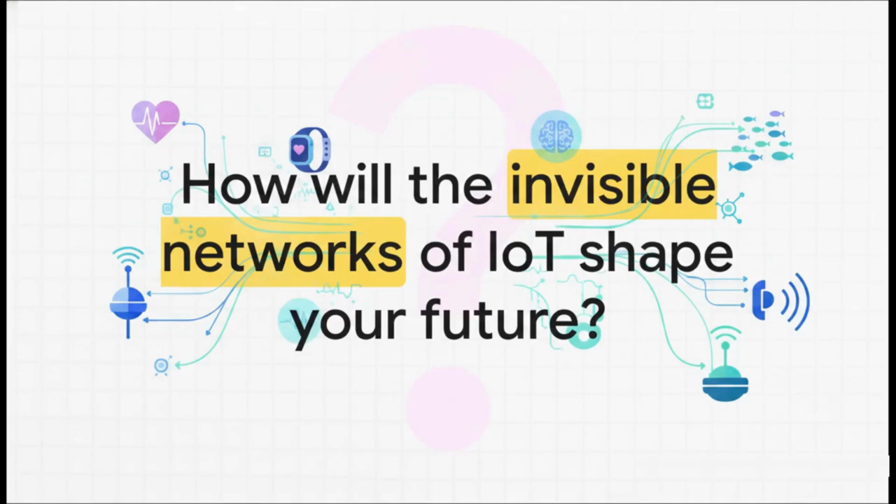So as we wrap up this explainer, I'll leave you with this. With billions of devices communicating right this second, how will the invisible networks of IoT shape your own future? It's not a concept of the future anymore. It's the nervous system of our present. Keep your eyes open to the sensors around you and think about the invisible data making your world run just a little bit smoother.